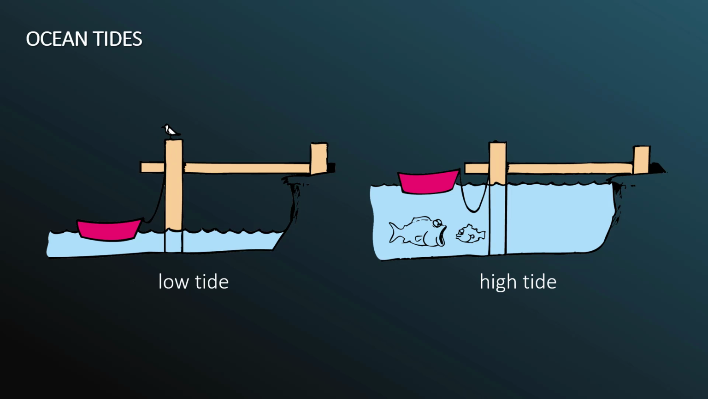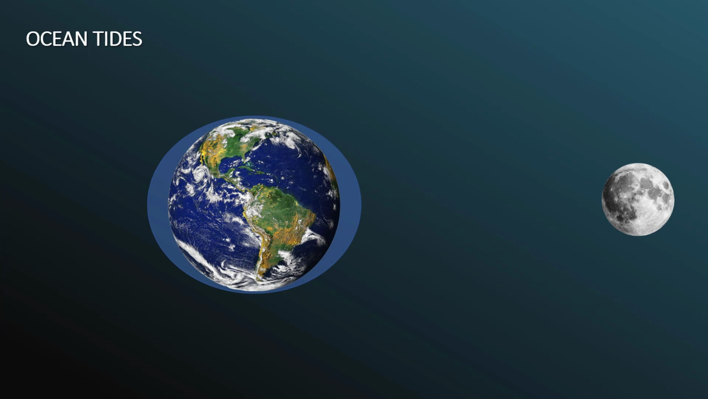The pull is stronger on the side of the Earth nearest the moon and weaker on the side of the Earth farthest from the moon. So the Earth has 2 bulges. One bulge is due mostly to the gravitational force. But there's more than just a single bulge, as you can tell. There are 2 bulges, so what's up with that?